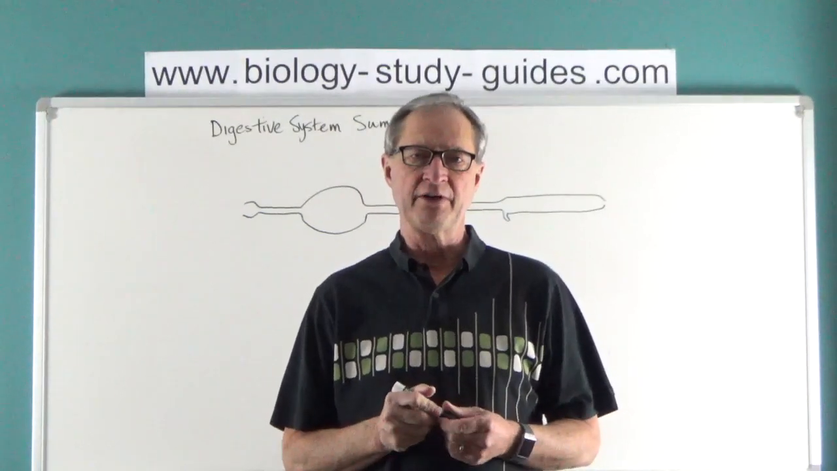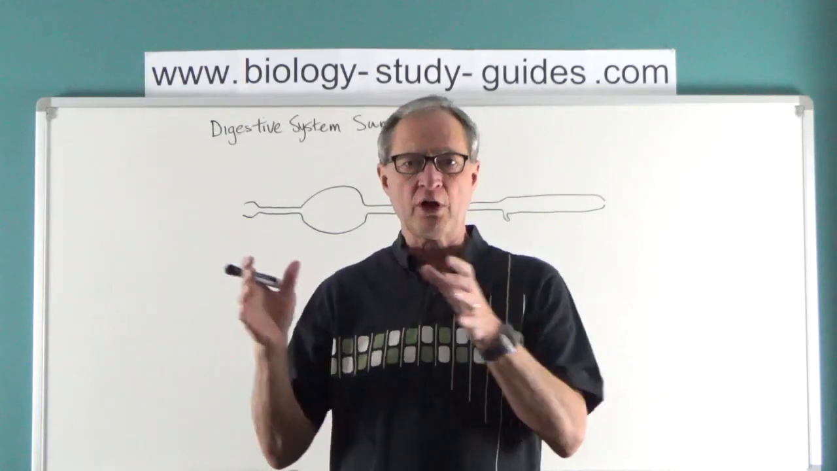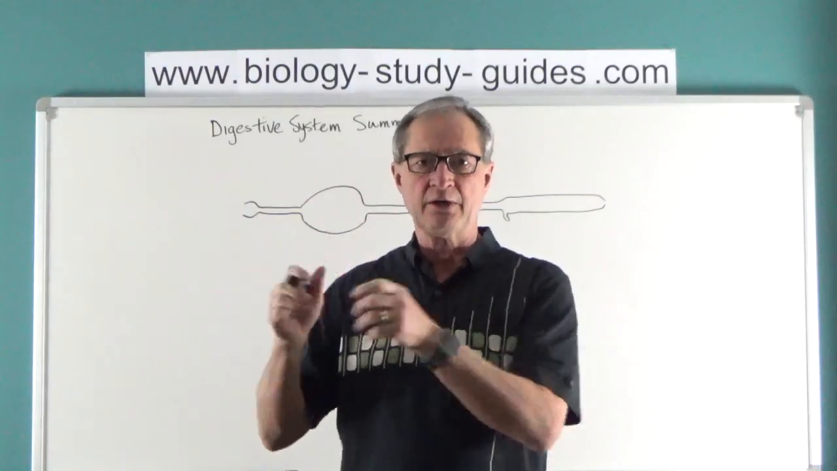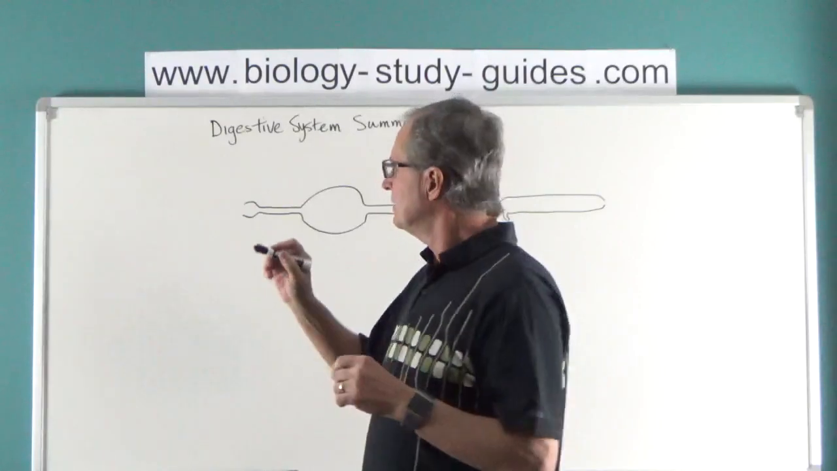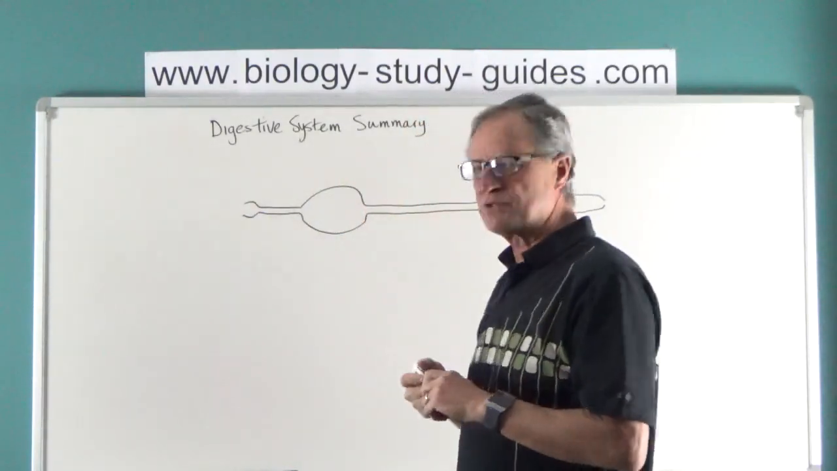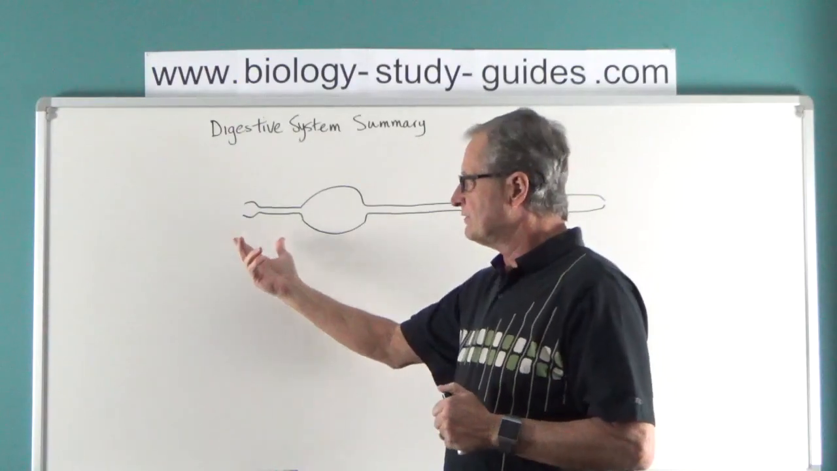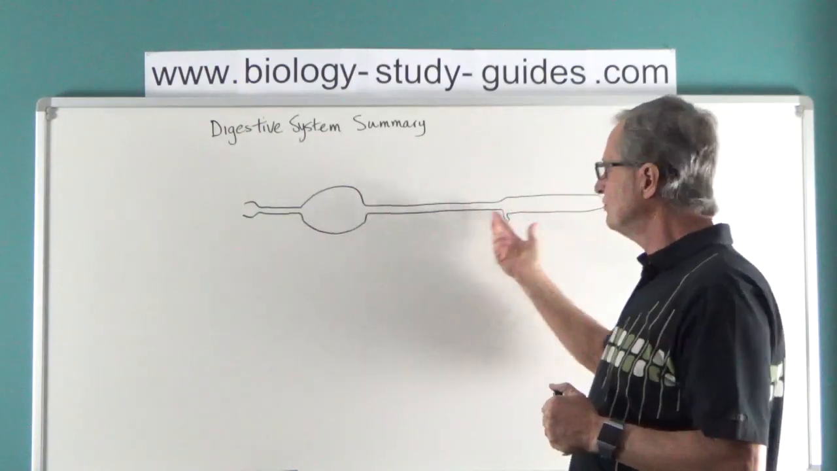In the first 5 videos of this series, I presented a lot of information about the digestive system. In this one, I'd like to take that information and put it all together so that you see the whole thing at once rather than a bit here and a bit there and a bit there. So in this digestive system summary, I'd like to start by reminding us that the digestive system is nothing more than a tube that goes through the body.